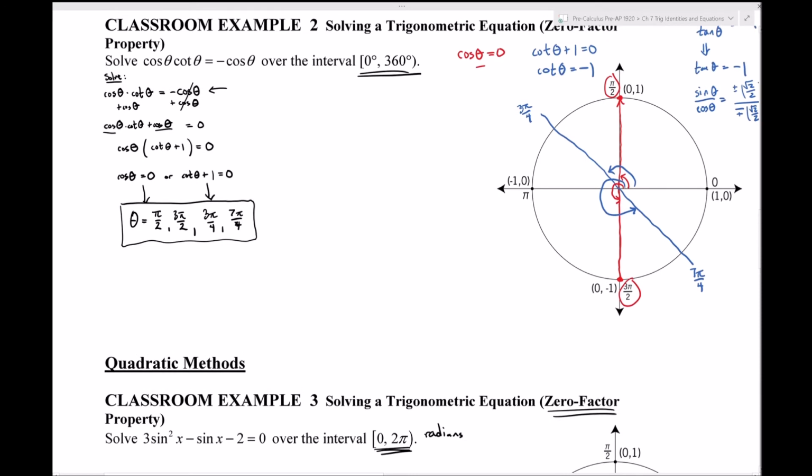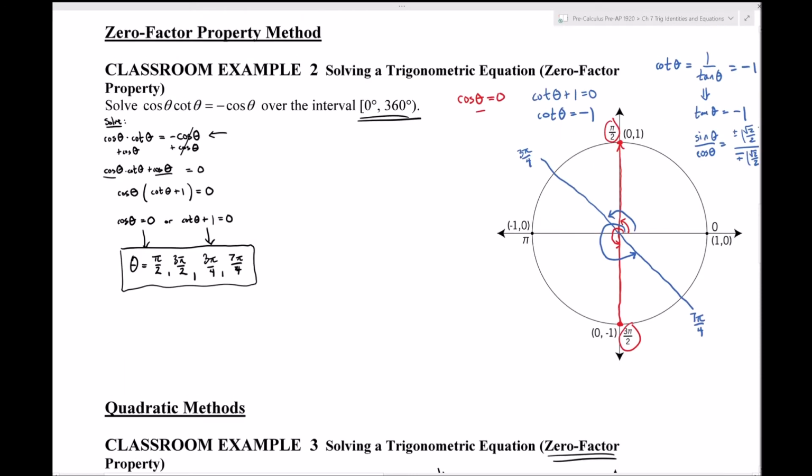Oh, and by the way, that reminds me. I didn't give the answer in the correct format. This was in degrees. So if this is in degrees, you better write your answers in degrees. So this is wrong. I'm not boxing this.